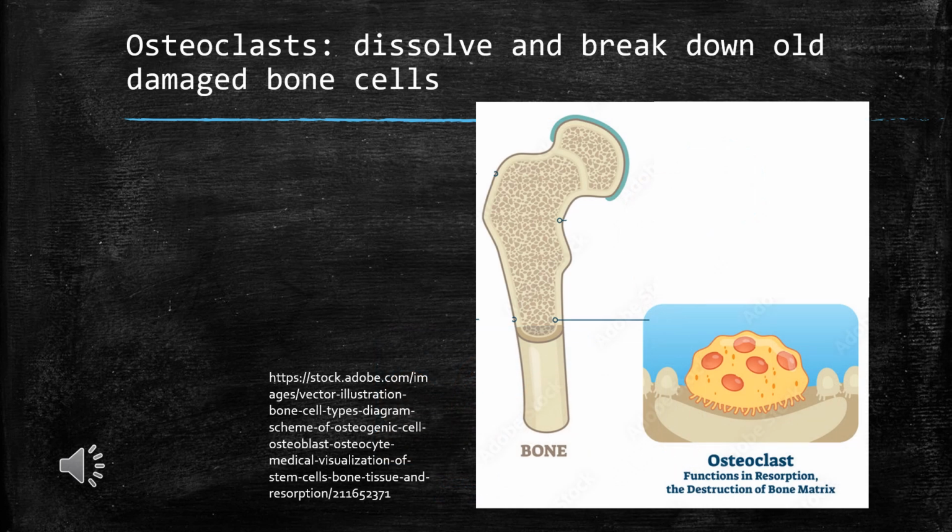Osteoclasts dissolve and break down old, damaged bone tissue. This process is called resorption. Your body reuses elements like calcium and creates space for new bones. After reabsorbing bone materials, the bone structure is remodeled.